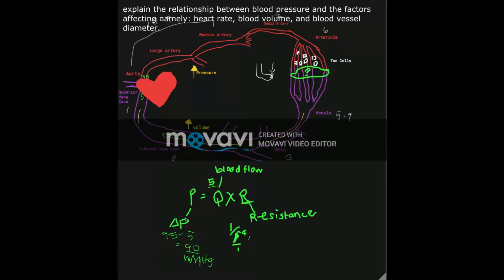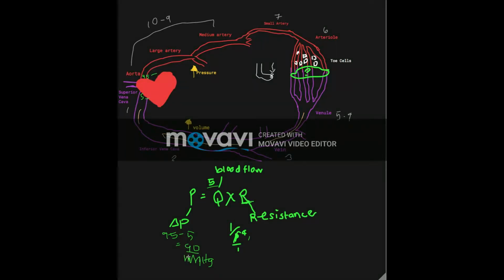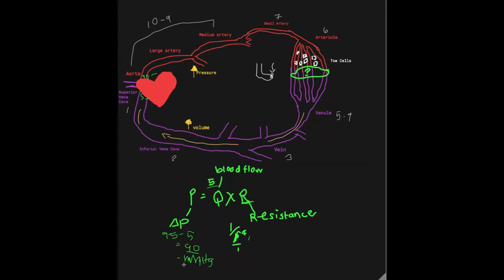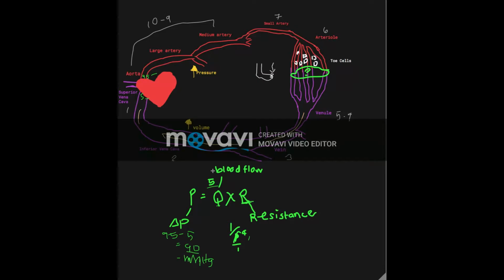The equation: ΔP is the change in P. So as you can see here, 95 minus 5 will equal 90. And the unit for this is millimeters of mercury. And then Q is for the blood flow. But let's just imagine it's 5 liters. And if you know the volume per heartbeat, or how much blood is present, and how many beats per minute, you can plug it in over here.